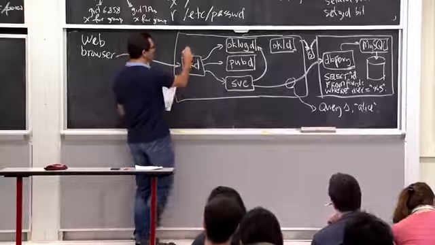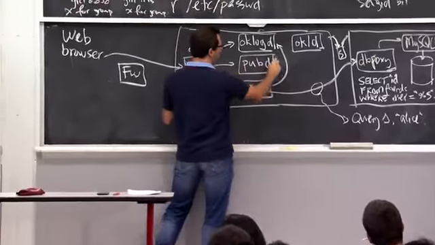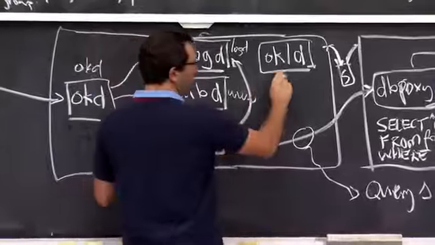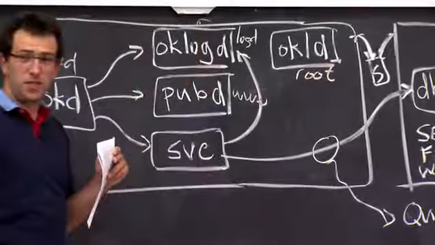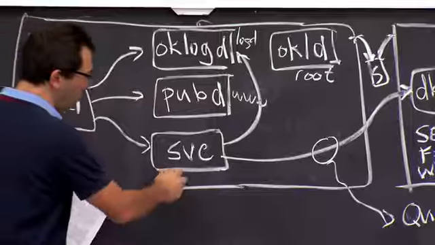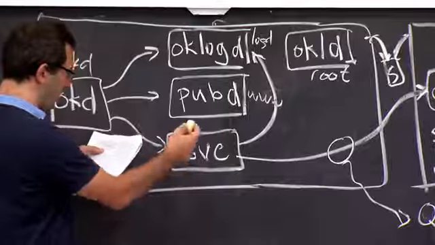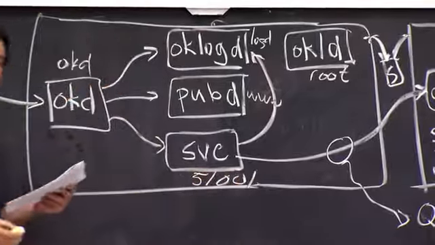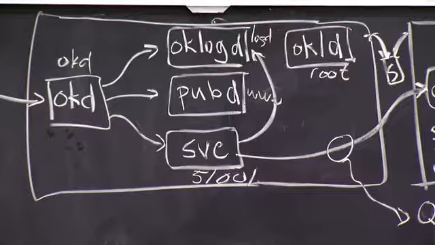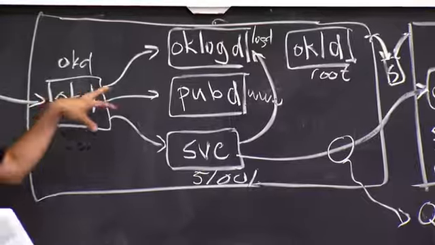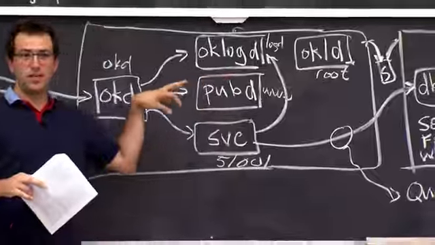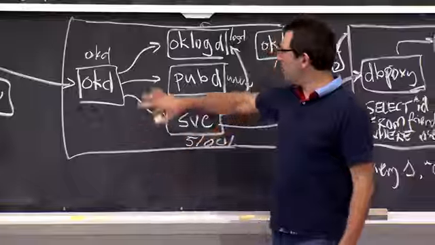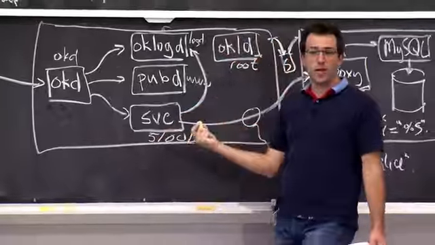So OKD has its own UID, PubD has its own UID, the logger has its own UID. OKLD runs as root, which is kind of unfortunate, but maybe all right. And then there's a whole bunch of dynamically assigned user IDs for every service. So they imagine it might be 5001, 5002, etc. So this makes sure that every service cannot poke at the processes of other services. And they also use chroot pretty extensively. So every one of these guys is chrooted into some directory.